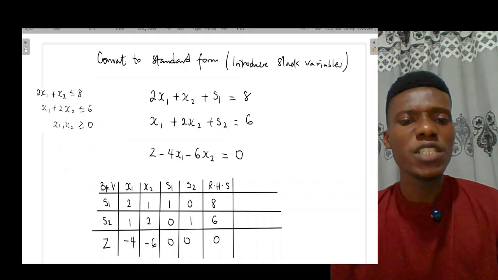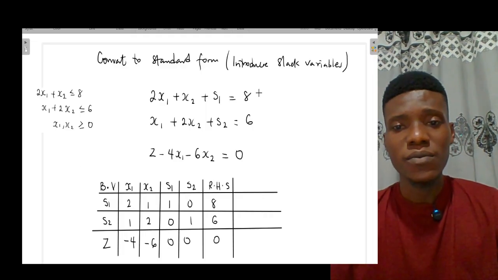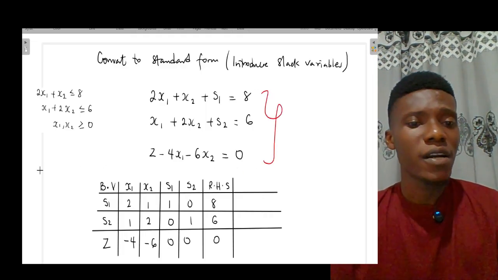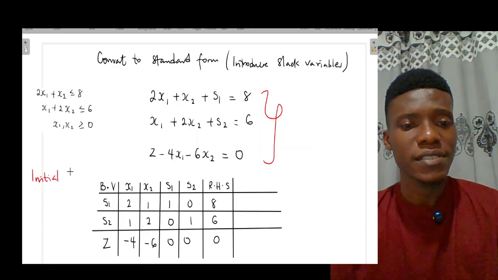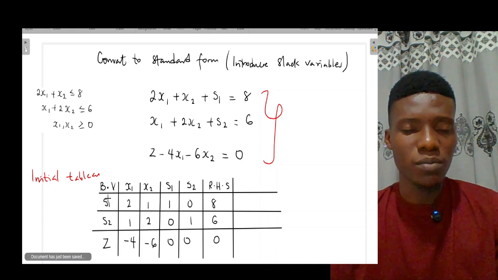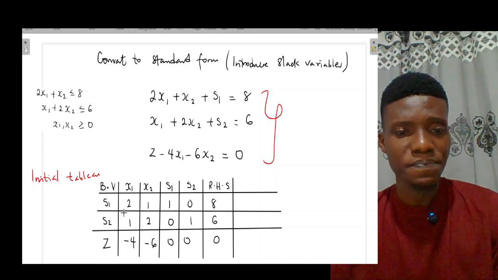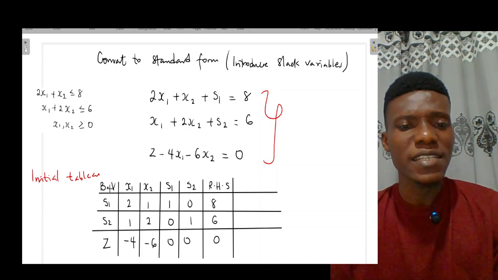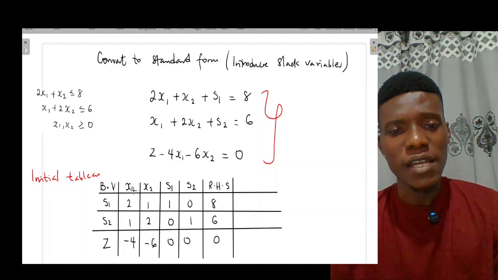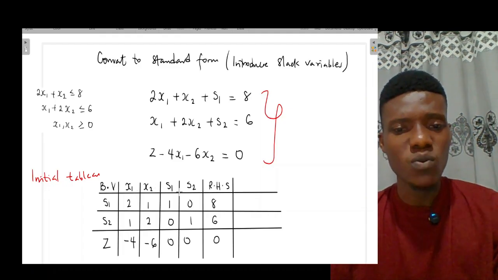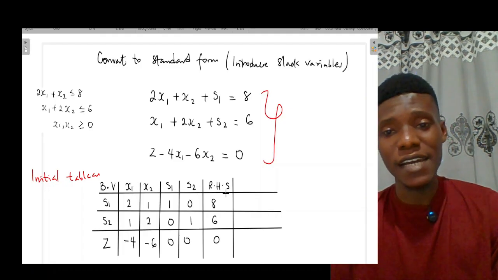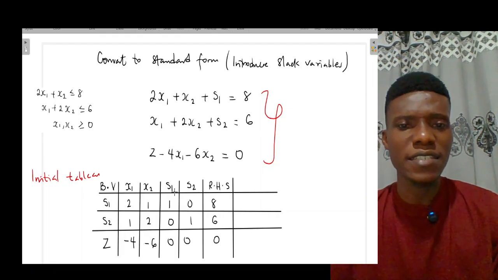Now with this information that we have, we can create the initial tableau. The initial tableau, this is what it looks like. This is the table here. And this table contains the basic variables x1, x2, s1, s2, and the right hand side. How did we generate this table?